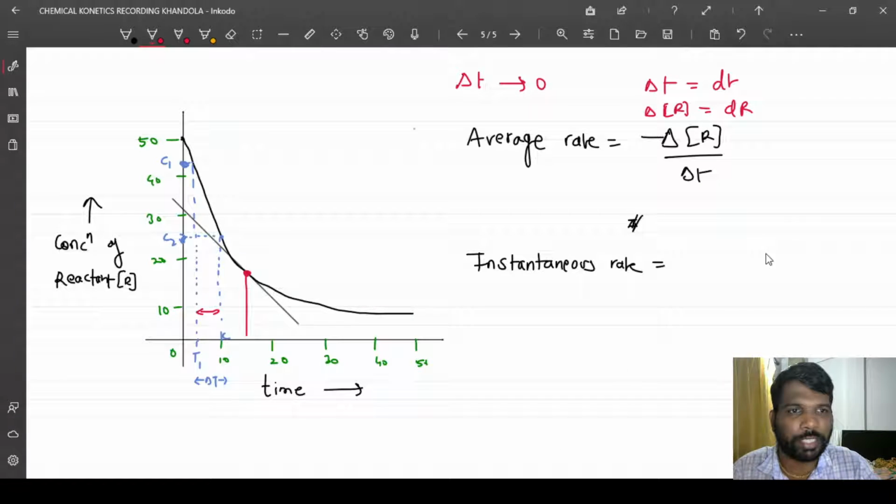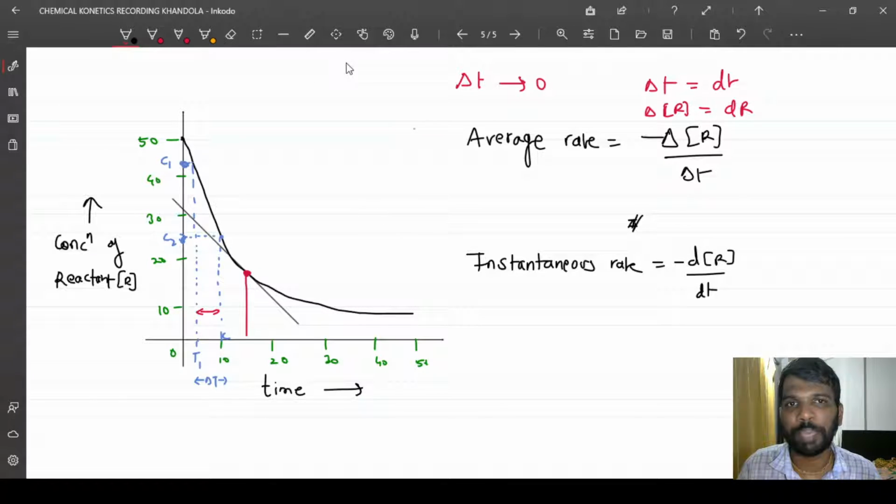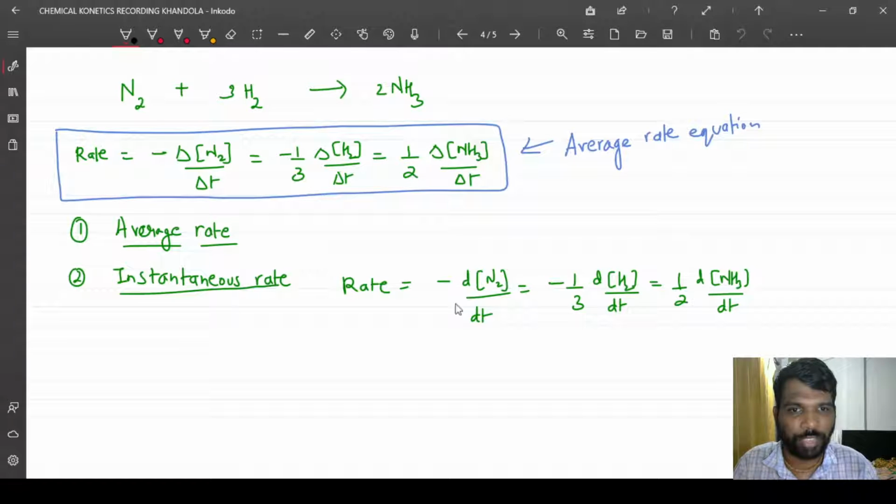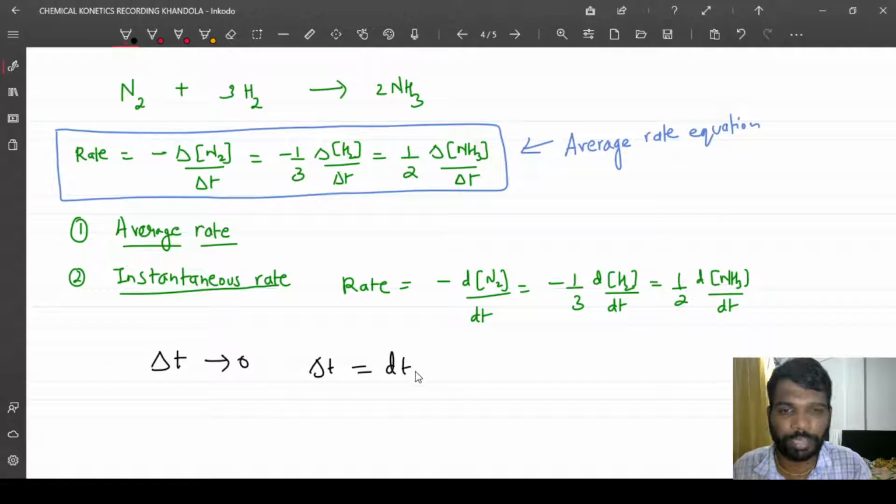So I will write dr by dt. This is how I can write an instantaneous rate. For the same equation that we have written, we have just replaced delta with d. So we have to keep in mind, when delta t tends to 0, the difference is very close to 0, and delta t we write equal to dt. You will be learning these things, dt in limits and continuity, mostly in mathematics. Yes, mathematics is there. This year it will be there for you. Limits and continuity, you are going to learn over there.